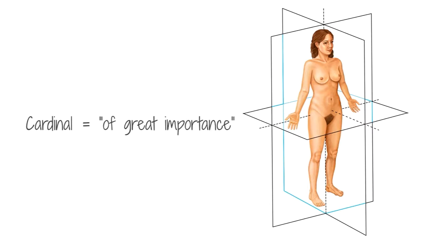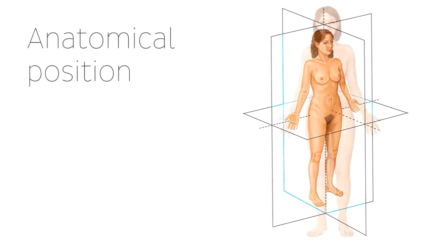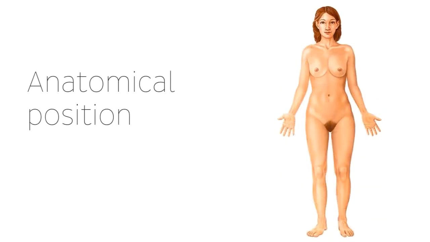When we use it in anatomy in reference to the planes of the body or axes, we are basically saying that the cardinal planes or cardinal axes are the planes and axes that are of the greatest importance. The other thing you need to know is that these planes and axes are described in reference to the anatomical position, which is a standard position of the body that is used to describe the position of body parts and positions of patients regardless of whether they are lying down, on their side, or facing down.